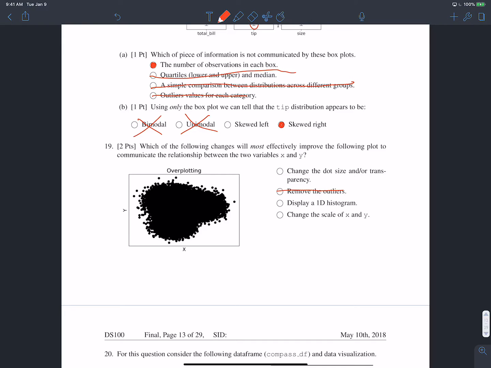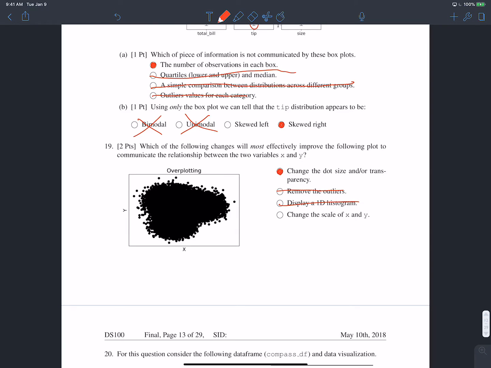Could we display a 1D histogram? That also doesn't make sense, because a 1D histogram is only meant to plot a single continuous variable, but here we're looking at the relationship between two continuous variables. And changing the scale of X and Y? That doesn't seem like it would do much, at least compared to the other option, which is the correct one.